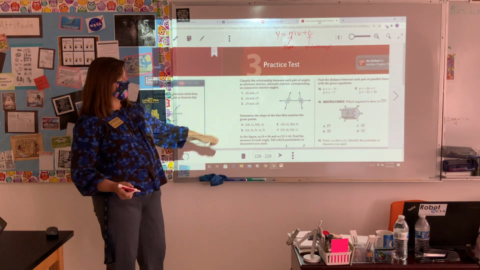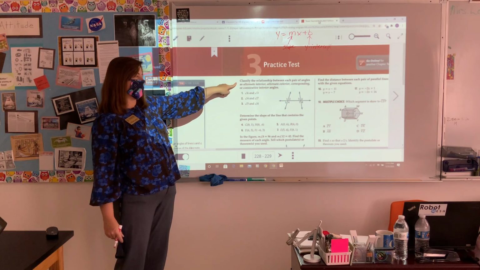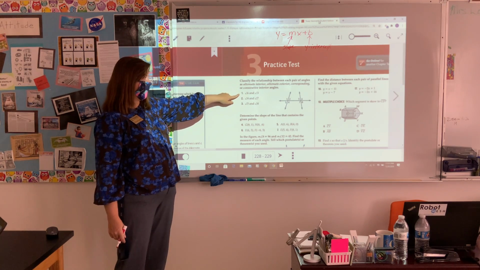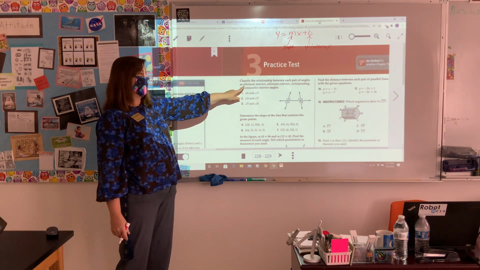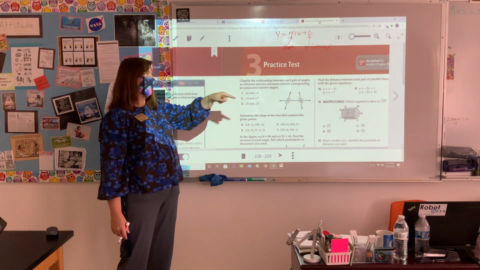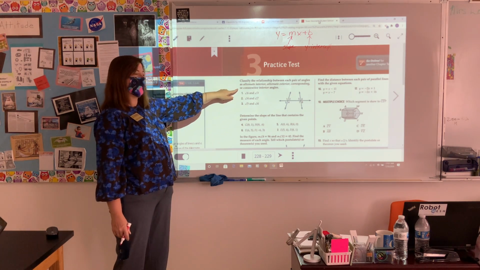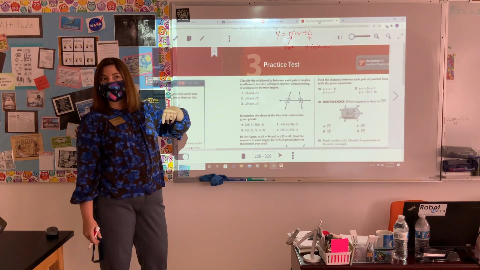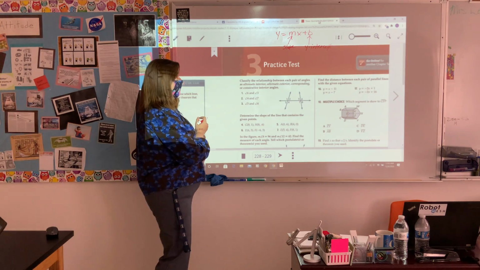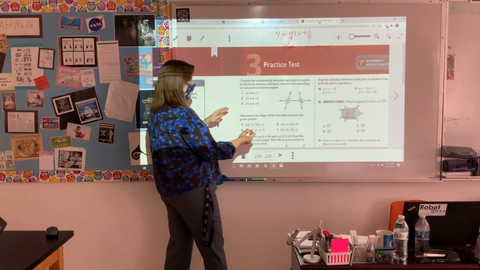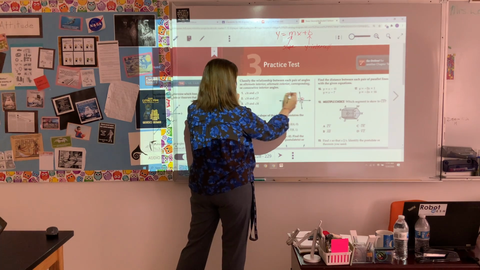So the first thing says, classify the relationship between each pair of angles. They give us 3 pairs. Whether they're alternate interior, alternate exterior, corresponding, or consecutive interior. Number 1 is alternate exterior. Alternate exterior, because 3 and 6 are on the outside, but they're on 2 different.